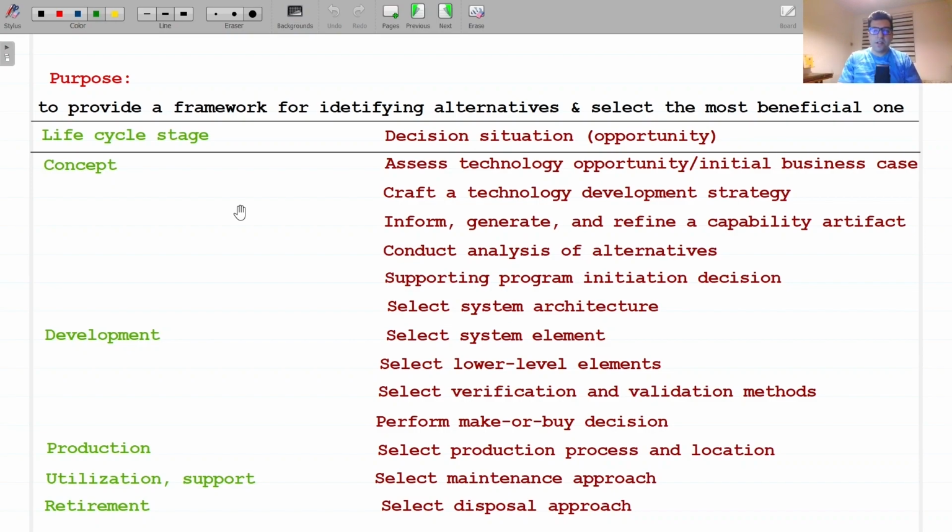Consider the number of decisions involved in identifying a business or mission need, crafting a technology development strategy, defining the stakeholder and system requirements, selecting a system architecture, converging on a detailed design, developing verification and validation plans, determining make or buy decisions, creating production ramp-up plans, crafting maintenance and logistics plans, and selecting disposal approaches. New product developments entail an array of interrelated decisions throughout the system lifecycle.